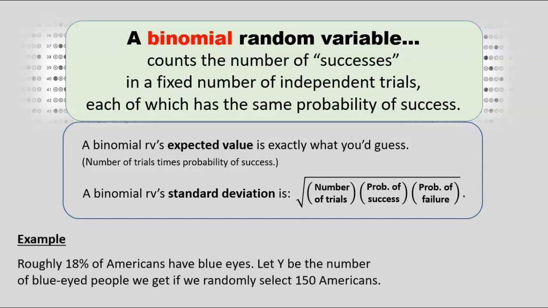For example, go back to our question about blue-eyed Americans. Roughly 18% of Americans have blue eyes. Let y be the number of blue-eyed people we get if we randomly select 150 Americans. Then the standard deviation of y is the square root of the product of these 3 numbers: the number of trials, which is 150, the probability of success in each trial, which is 0.18, and the probability of failure in each trial, which is 0.82. Put that all together, and you get about 4.71. Anyway, let's take this new information back to the problem that we abandoned.